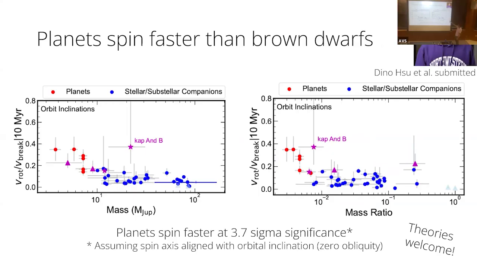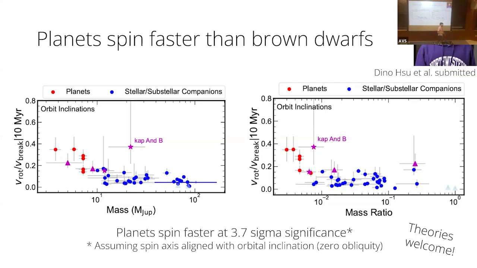But regardless of that, you can see that for objects less than about 10 Jupiter masses, if you plot this in mass space, or less than about 10 to the minus 2 in mass ratio space, that's the ratio between the planet mass and the host star mass. Either way, you can see there's an enhancement of the spin speeds of planets relative to their breakup velocity for these lower mass objects that are much different than the brown dwarfs, which all seem to have a very consistent spin speed of nearly 10% of breakup.